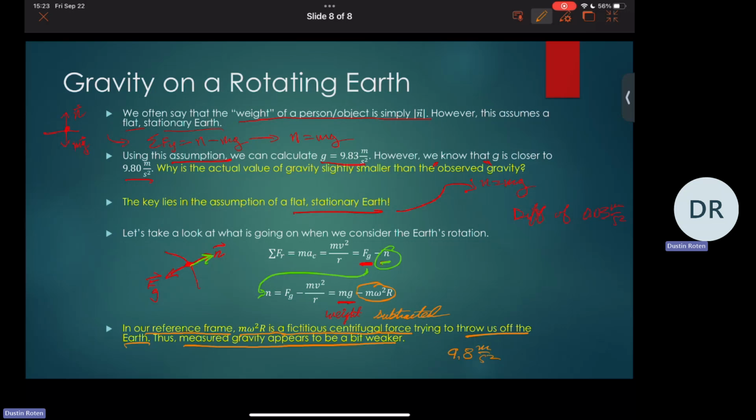If we were watching this from space, if we were trying to calculate weight from space, we wouldn't have to worry about it. But because this is a fictitious force in our frame, we have to come up with a way to explain it. And that, in our case, is just due to the rotation of the Earth.